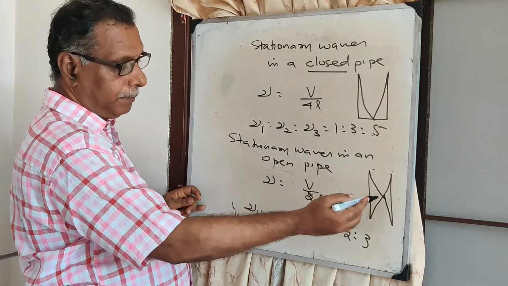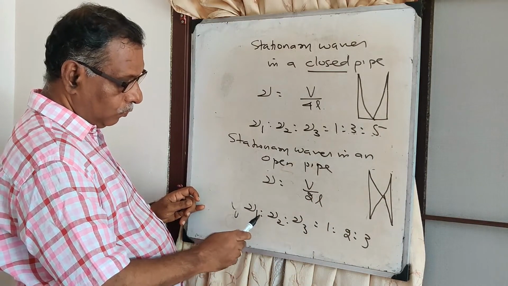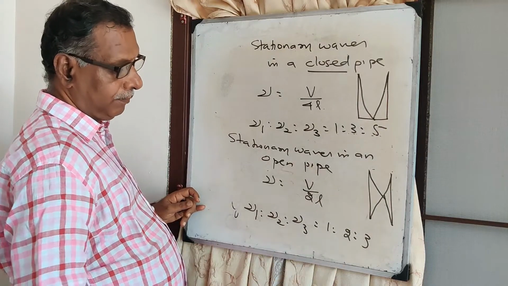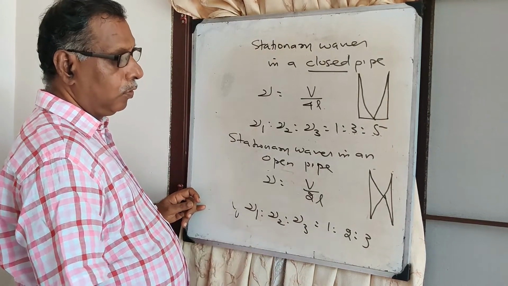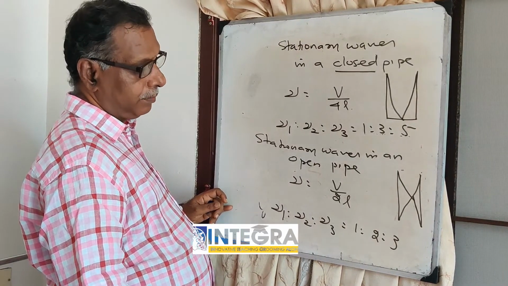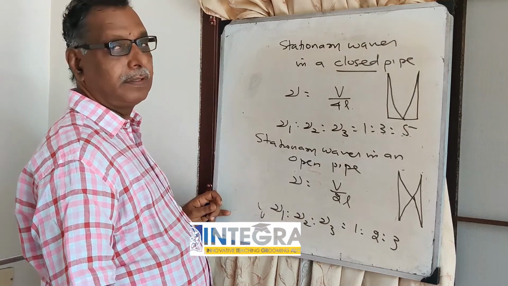In an open pipe, all harmonics are present. That is, nu 1 is to nu 2 is to nu 3 equals 1 is to 2 is to 3. That is why an open pipe is better than a closed pipe for a musical instrument.